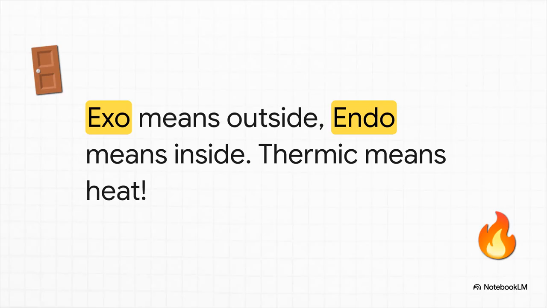Moving on to Section 2, exothermic versus endothermic, the twin pillars of heat exchange. Now, if you ever find yourself getting these two mixed up on a test, there's actually a really easy cheat code. Just look at their Greek origins. Think of exo as exit, meaning outside, right? That's where heat leaves. And think of endo as enter, meaning inside, where heat goes in. And of course, thermic just means heat. So exothermic, heat exits. Endothermic, heat enters. It really is that simple.